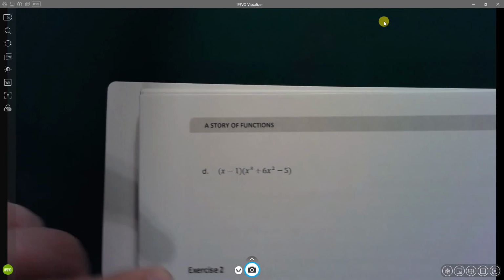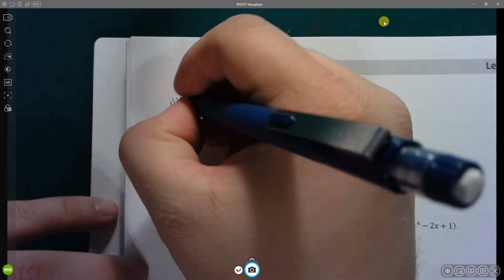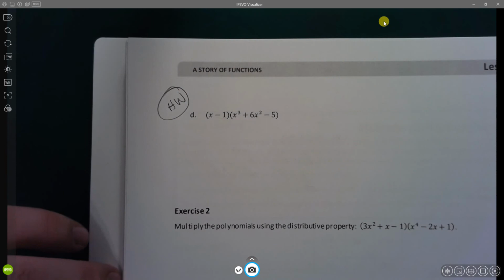Do those first few problems. I want you to work on letter D for homework tonight. So this is your homework tonight. I want you to do this in your book if you have your book.